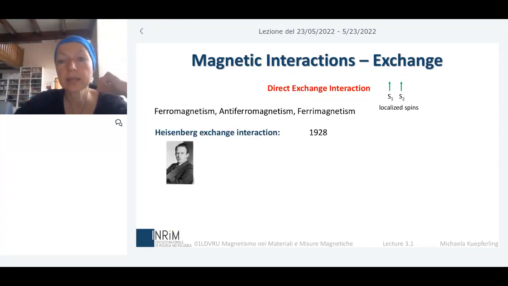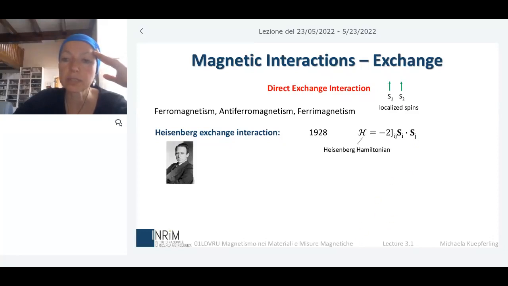And everything started in 1928 with Heisenberg. He understood this kind of Heisenberg Hamiltonian, which we now write very often in magnetism, and we use this as the main source of magnetism. And it's given by this J times S_i S_j. And J would be the exchange constant. And you can see, of course, that this Heisenberg Hamiltonian becomes an energy minimum if J is positive.